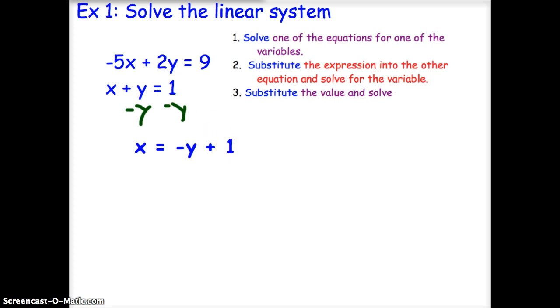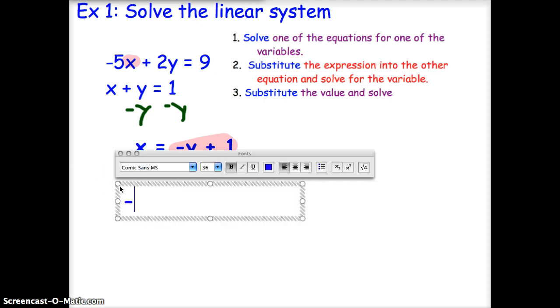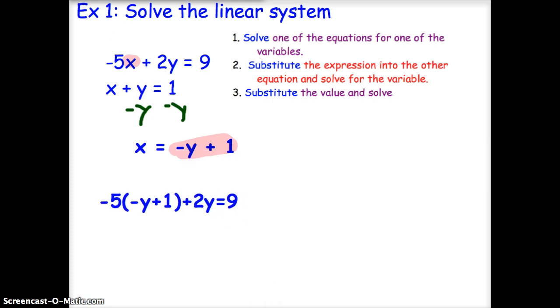Since I've now solved for x, everywhere that I have an x in my second equation, I'm going to replace it with negative y plus 1. So I'm going to have negative 5 times negative y plus 1, plus 2y equals 9. Everywhere that I had an x before, I've taken it out and replaced it with negative y plus 1, but the remainder of the equation stays the same. I still have my negative 5, I still have 2y, and I still have 9. The only difference is negative y plus 1 has replaced the x. Now, I simply have one variable. I just have y. I don't have any x's, so I can actually solve for this variable.